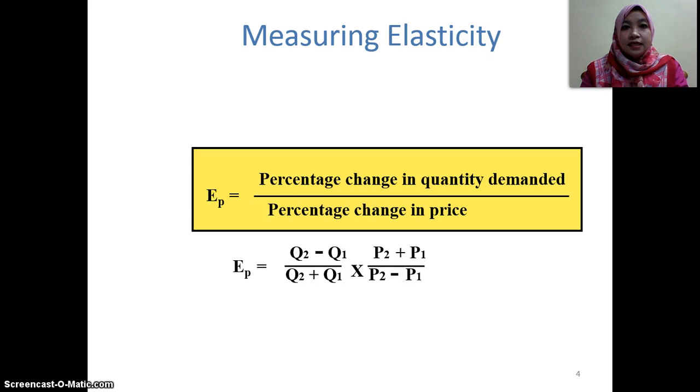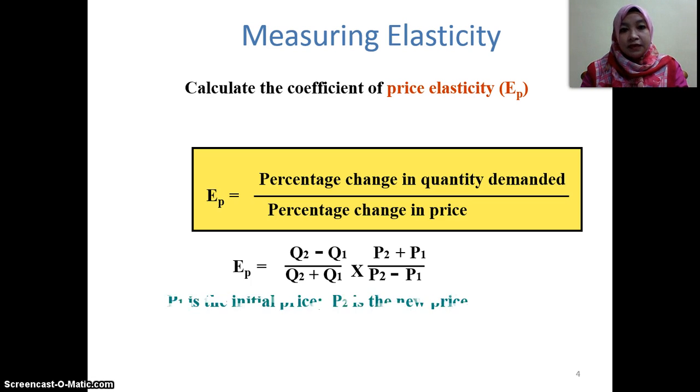Okay. This is the formula for elasticity. You are going to use this formula for EP. It is the percentage change in quantity demanded over the percentage change in price. And for the symbol, EP equals Q2 minus Q1 over Q2 plus Q1, times P2 plus P1 over P2 minus P1, and this is called the coefficient of EP.